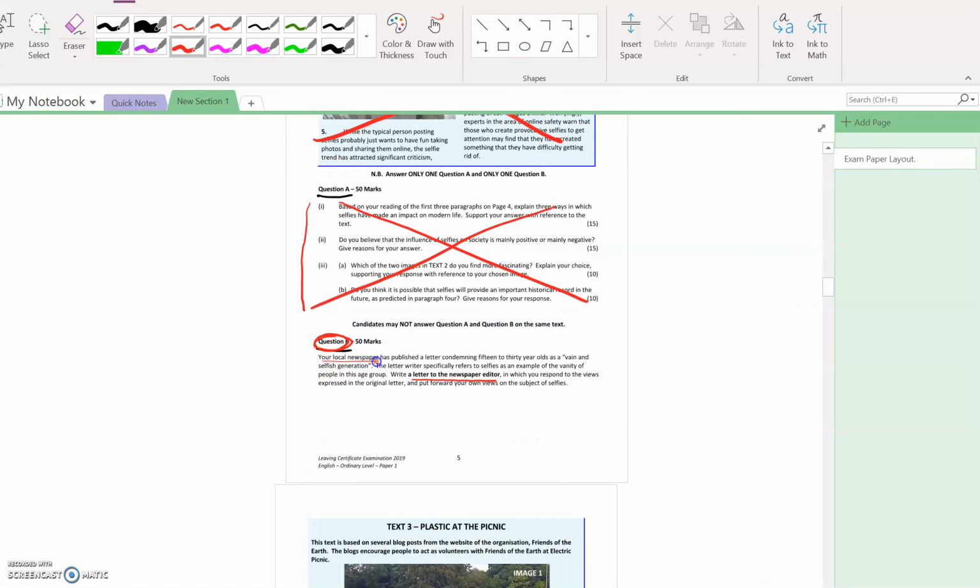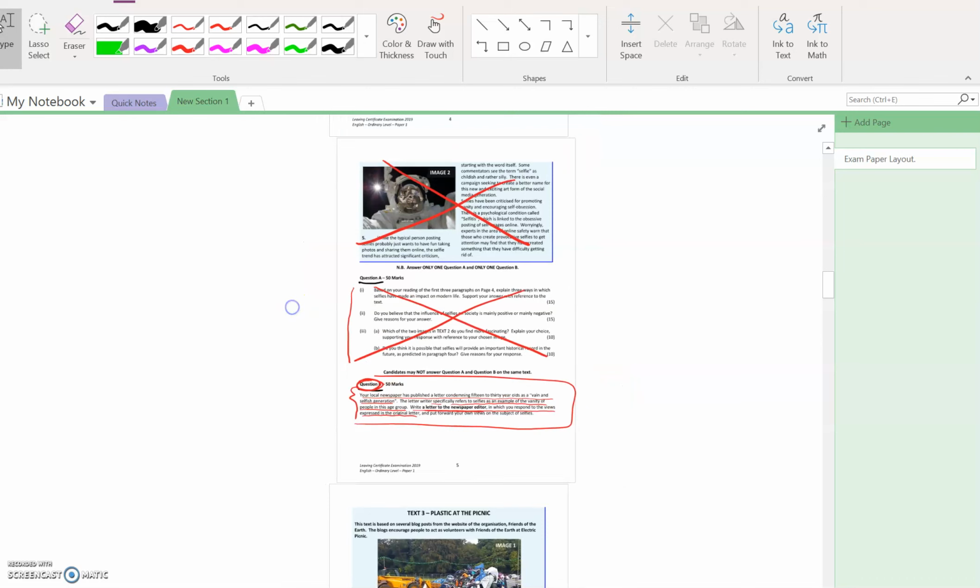Your local newspaper has published a letter condemning 15 to 30-year-olds as vain and selfish. The letter writer specifically refers to selfies as an example of vanity of people in this age group. Write a letter to the newspaper in which you respond to the views expressed in the original letter. I don't really need to read text 2. I can read it if I want to get inspiration, but if I feel quite passionately about this, I don't really need to read text 2. So all of a sudden, I've saved myself a lot of time.